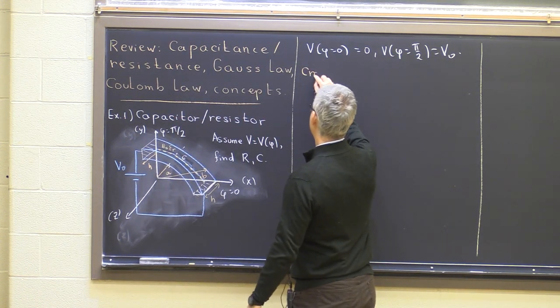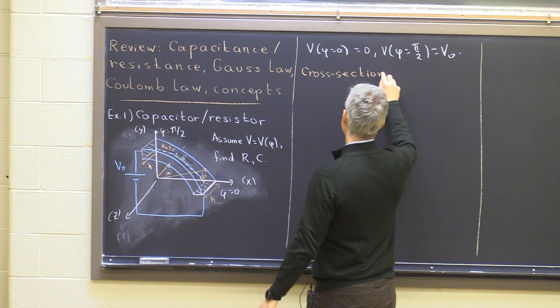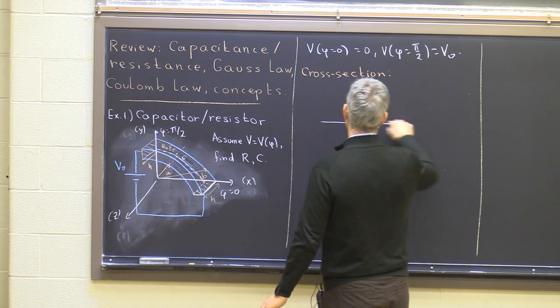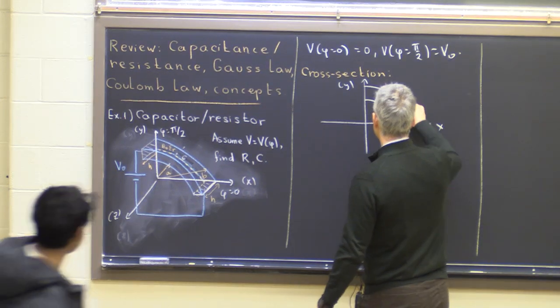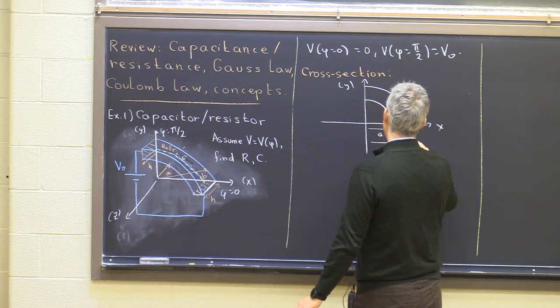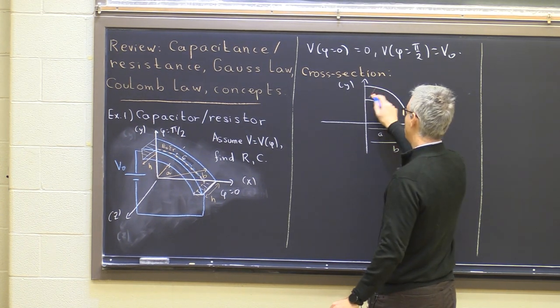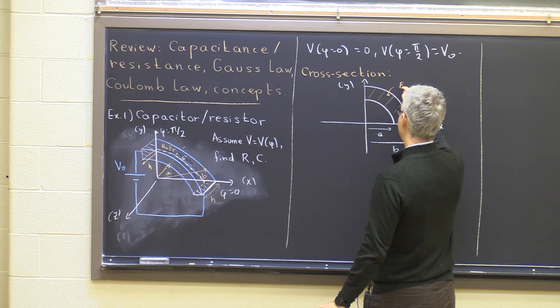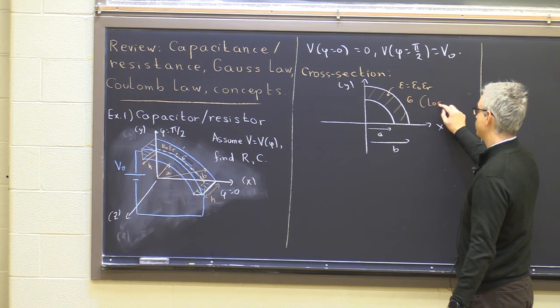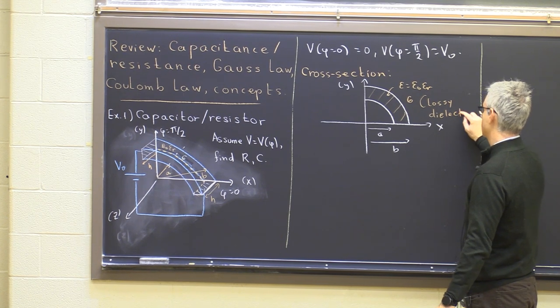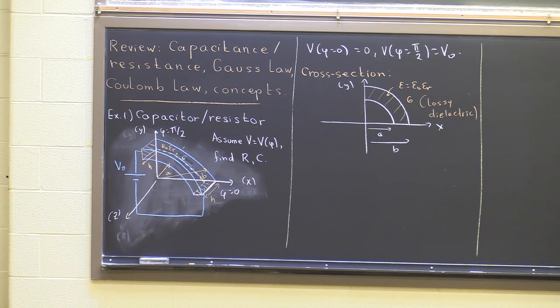So the cross-section of this resistor or capacitor is on the XY plane, looks like this. I think it would help if you see it on the cross-section. So that is the cross-section, and you have A here, B there. And this material in between has dielectric permittivity epsilon and conductivity. So it is a lossy dielectric, so we will have some resistance. And we're being asked to find the capacitance and the resistance here. Find R and C. So I will find C first.